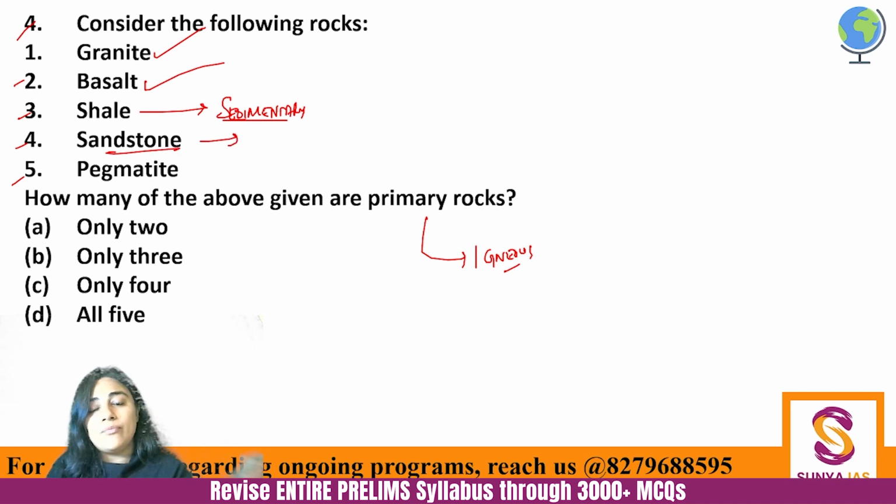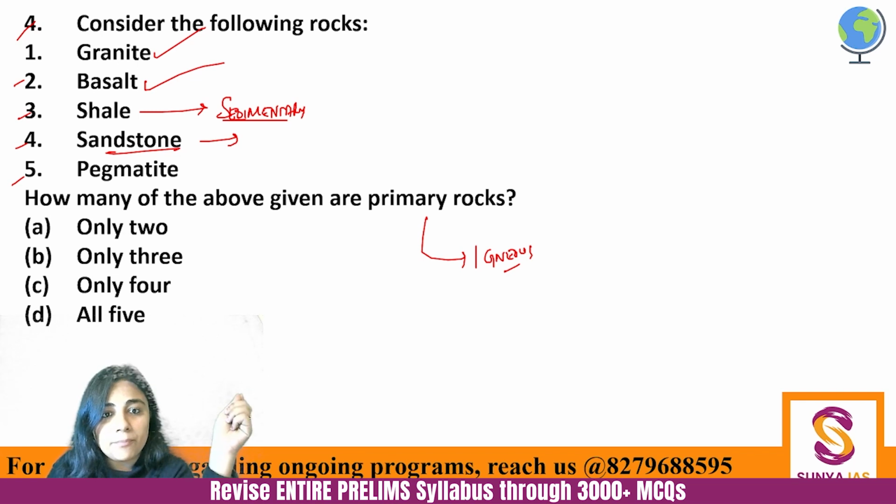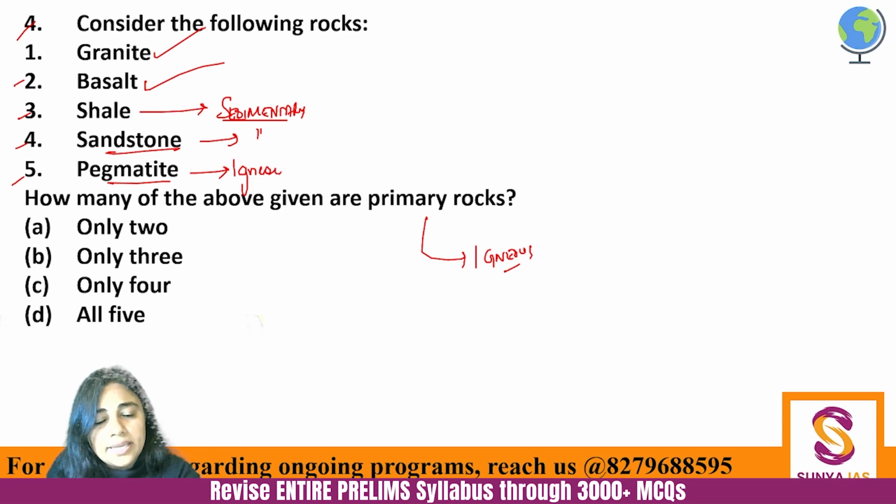Then sandstone. When you were children, many of you might have used sandpaper, right? Sandpaper. So you can relate it with that. Sandstone is again a sedimentary rock. And pegmatite here is an igneous rock only. Okay, pegmatite is an igneous rock. So here the answer would be only 3.